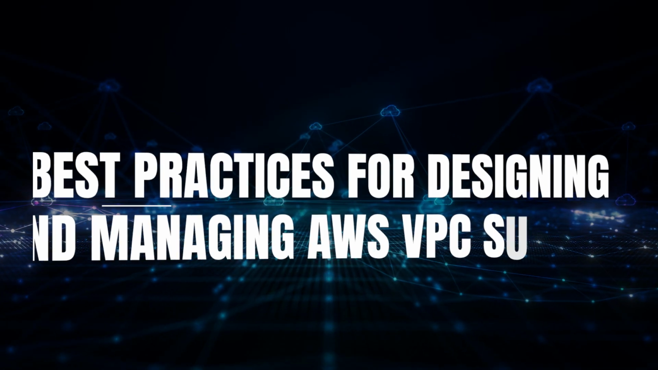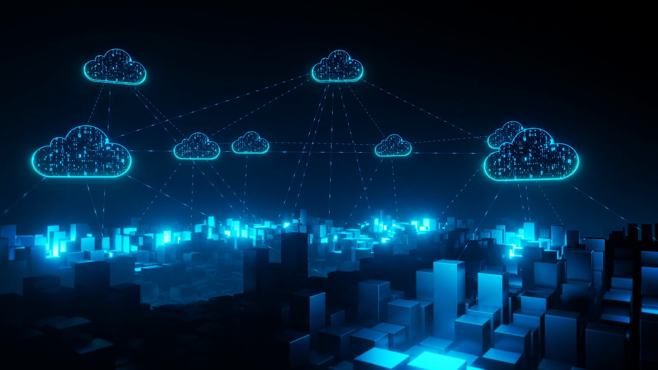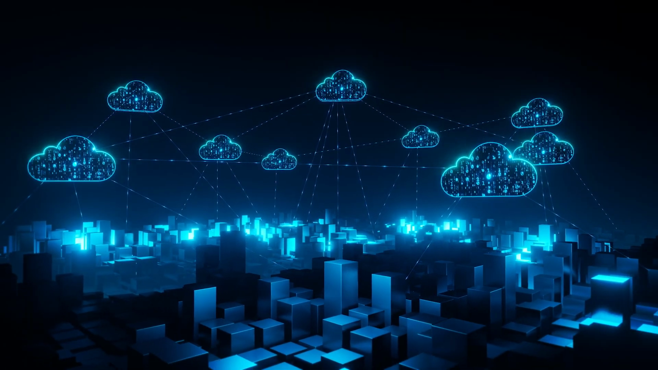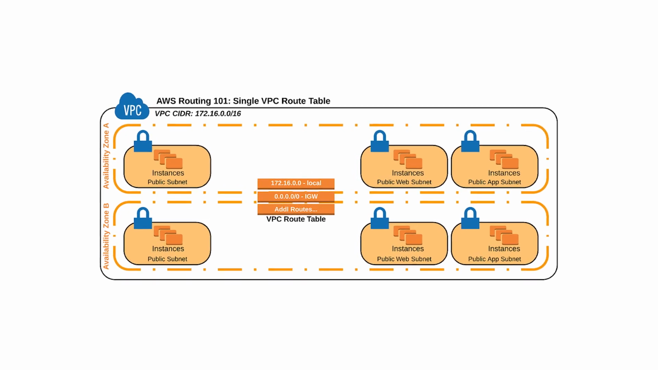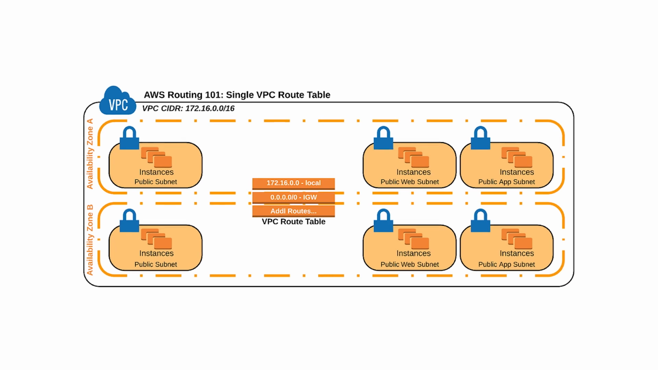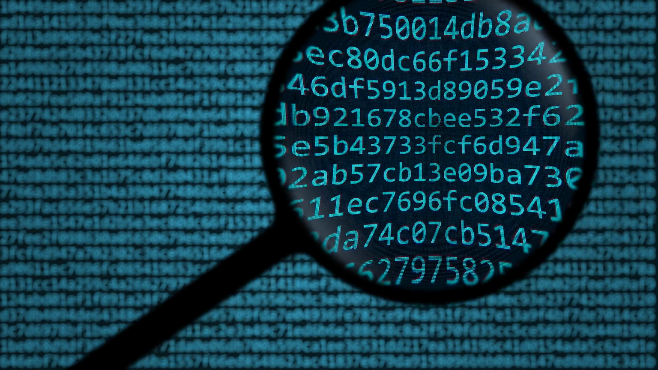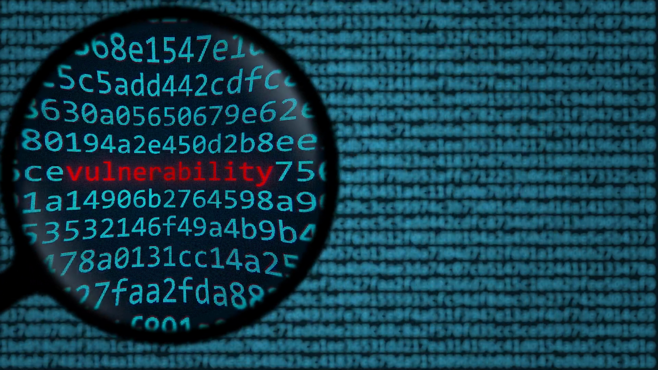Best practices for designing and managing AWS VPC subnets. Now that we've built our foundation, let's explore best practices for designing and managing AWS VPC subnets. Think of these as the architectural principles that ensure the longevity and resilience of your cloud infrastructure. Optimizing CIDR blocks, strategically placing resources across availability zones, and leveraging security groups are just a few key strategies. These practices ensure not just efficiency but also a robust defense against potential vulnerabilities.